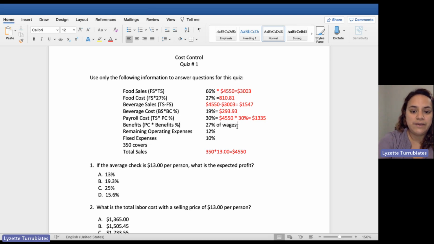Okay, so now that's going to be 1335 times 27% equals $360.45. So that's how much it costs just in benefits.